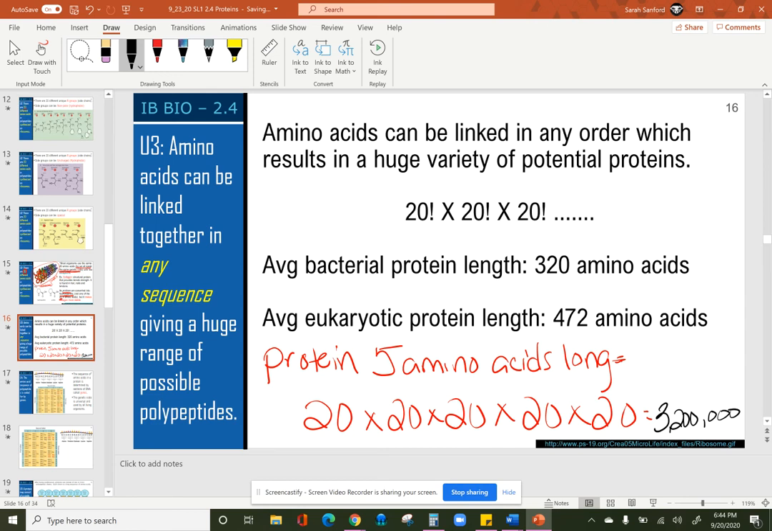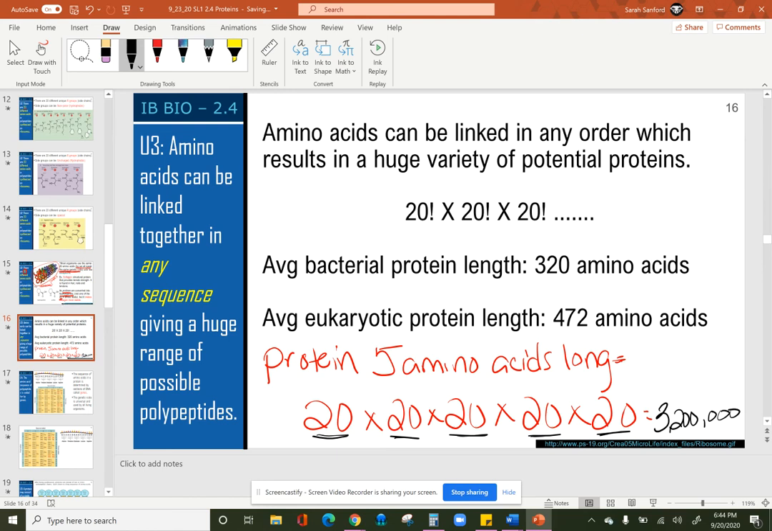So it's only 5 amino acids long. Here's the first one, here's the second one, here's the third one, here's the fourth one, here's the fifth one. I could literally have over 3 million different combinations with just 5 amino acids. So let's think about the average length of a protein in different things that live on our planet.